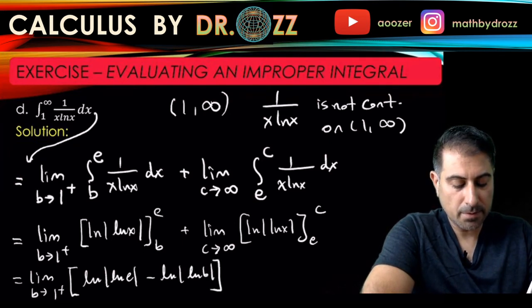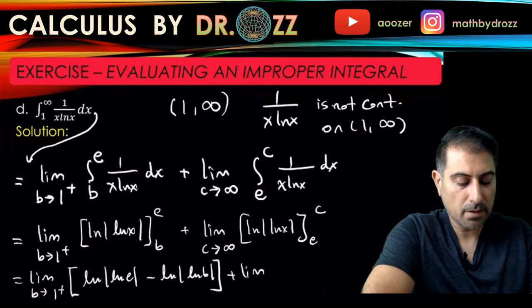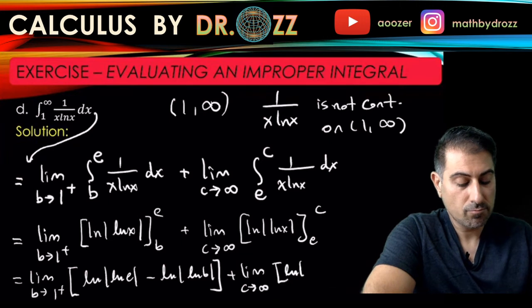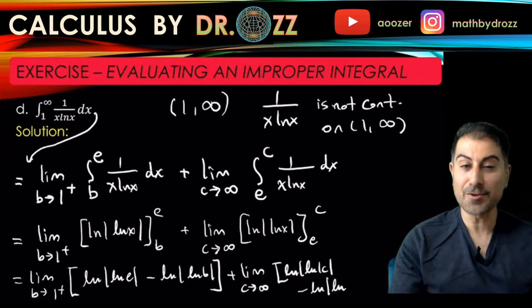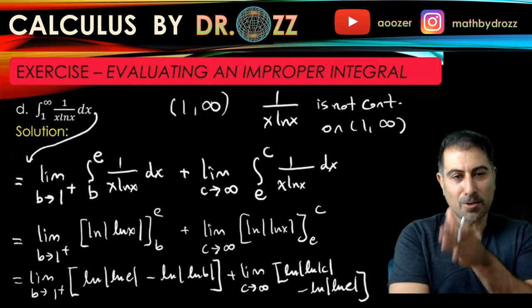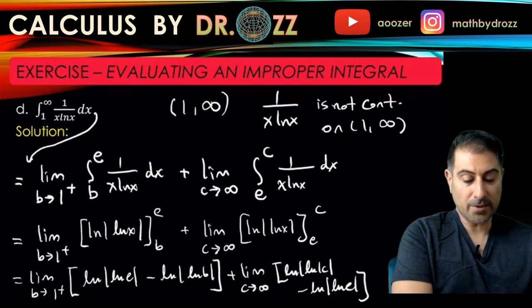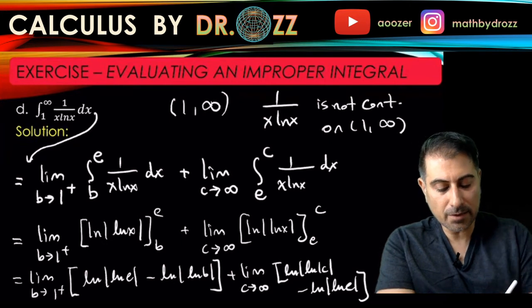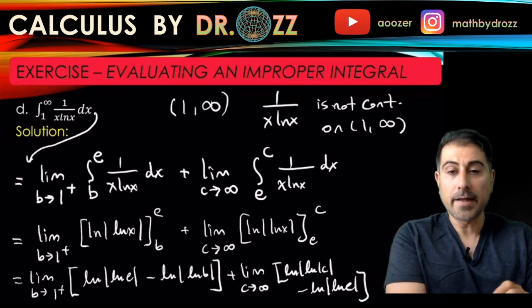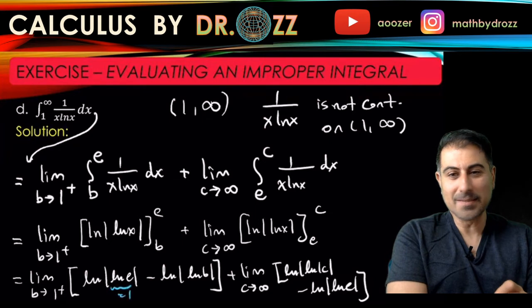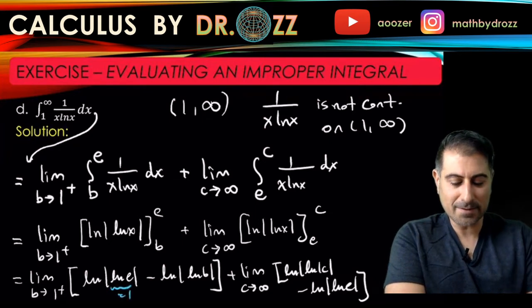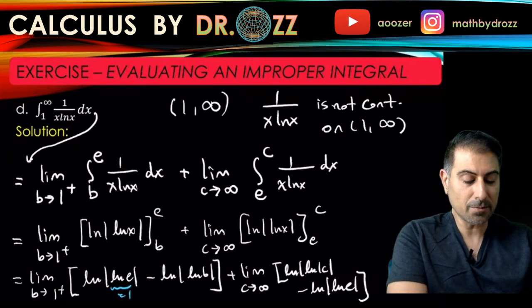And as c approaches infinity, this is ln of ln c minus ln of ln e. Okay, so you will see the advantage of picking e as the middle point in the area, because all of these calculations are going to be very easy right now. In fact, ln e is 1, and ln 1 is just 0. Okay, so this term is going to be 0, as well as this term. These are like terms, right?